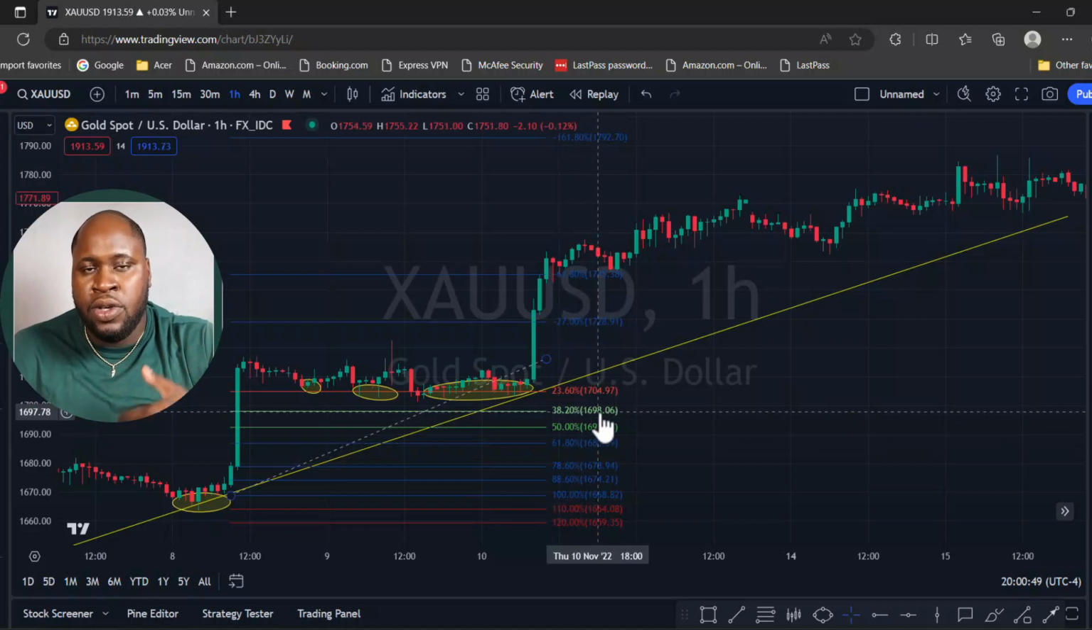And in a trending market, you can continue this type of strategy. It doesn't have to be a Fibonacci retracement. It could be a MACD retest. It could be a multitude of things that work in a trending market. But these are just some of the examples that you want to use continuously in a trending market.